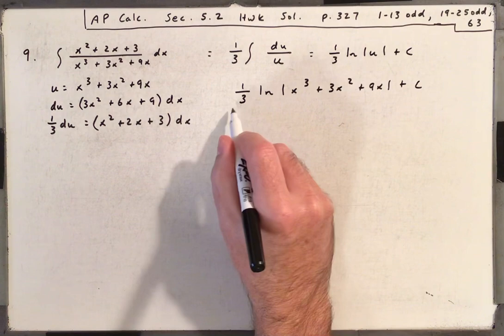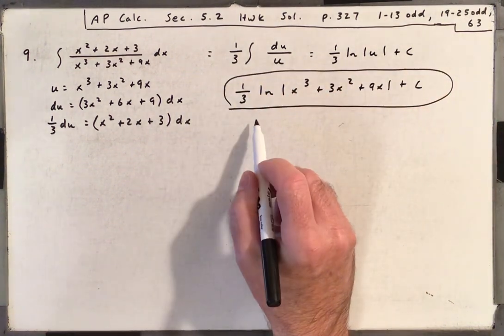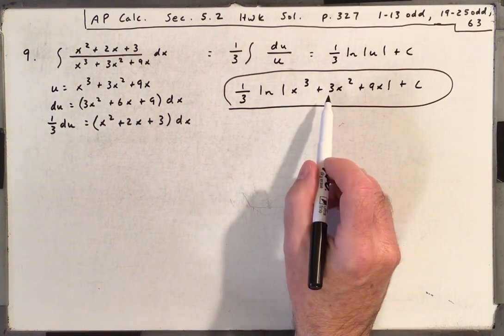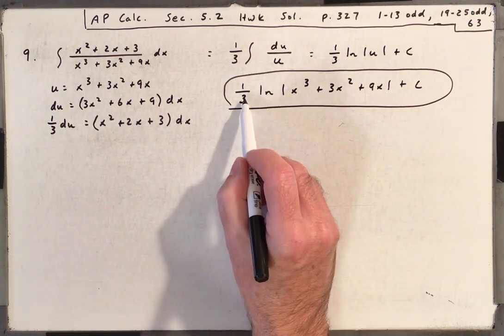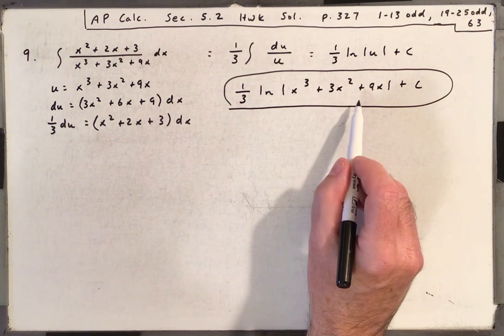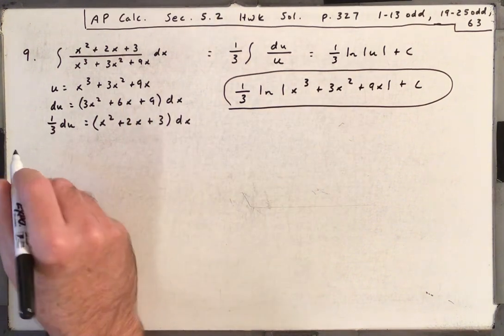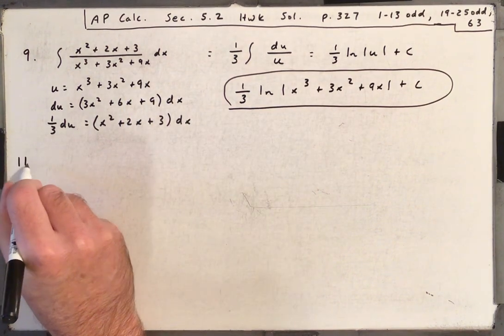All right. You could check by taking the derivative, and when you do that, the 1/3 will be canceled out by the 3 that you would have on top, and you would get back to this original equation here. All right, let's do number 11.